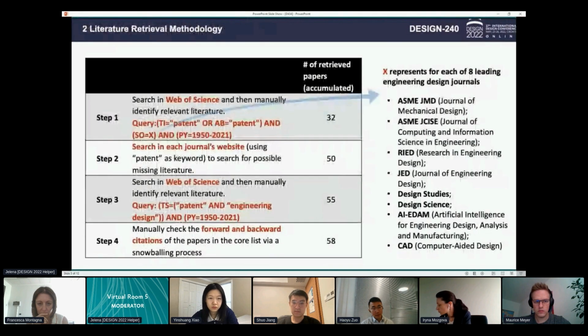Our literature retrieval methodology includes 4 steps. In the first step, we searched in Web of Science in the range of 8 leading engineering design journals with a query, which identified 32 papers. These journals include ASME JMD, Research in Engineering Design, Journal of Engineering Design, Design Studies, Design Science, AIEDAM, and CAD. Then in step 2 to step 4, we fine-tuned our results. The final literature pool has 58 papers.